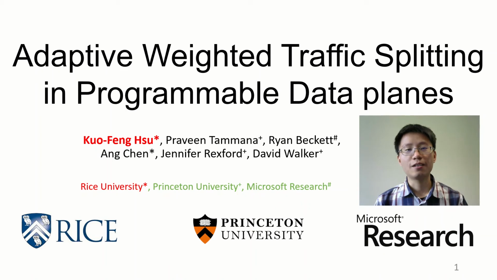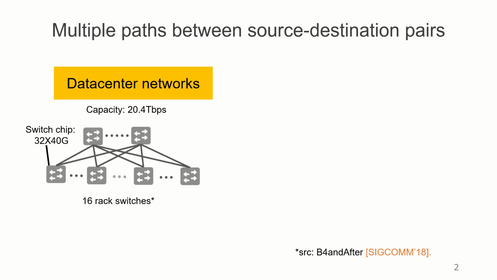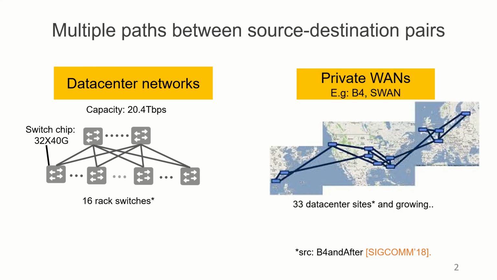Hello everyone, in this talk I'm going to describe a novel data structure for load-aware traffic splitting in programmable data plane. To meet performance demand of modern applications, network operators typically provision high bandwidth by exploiting multiple paths in the network. For example, the capacity across paths is used to serve traffic between top-of-rack switches in data center networks and between data center sites in private wide area networks.